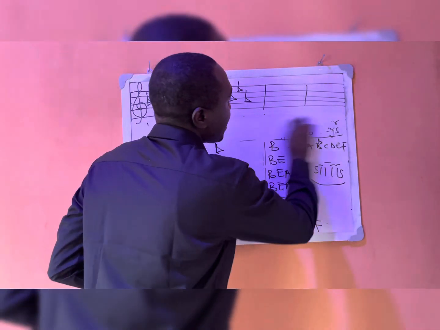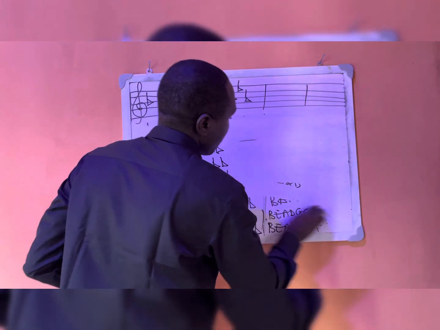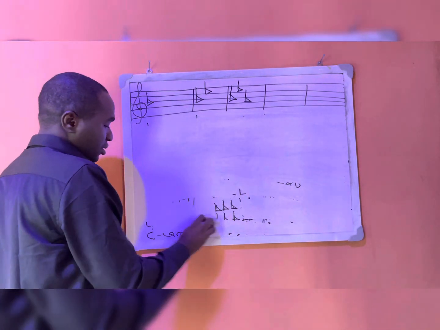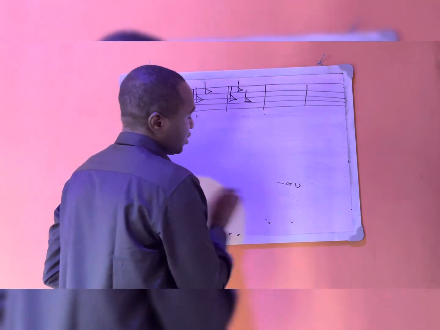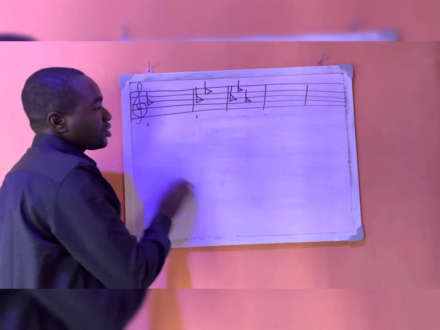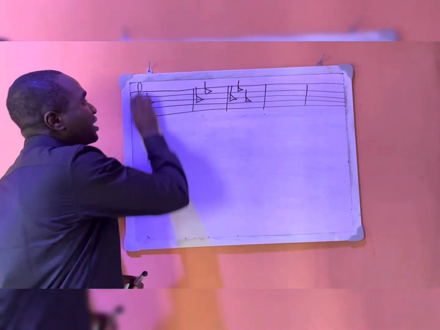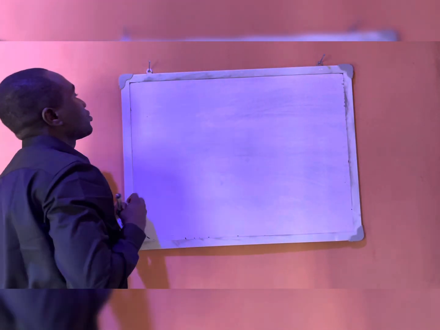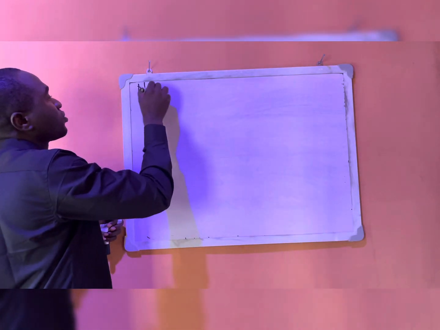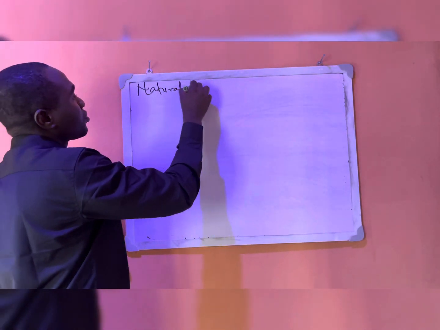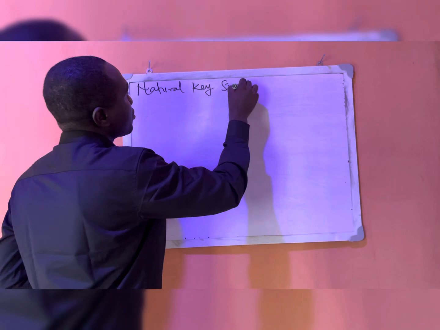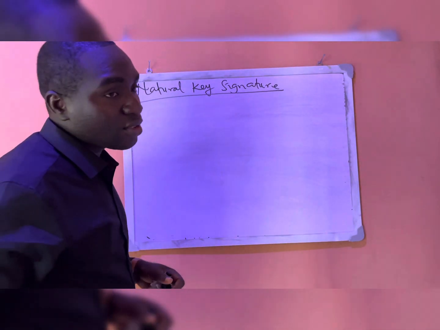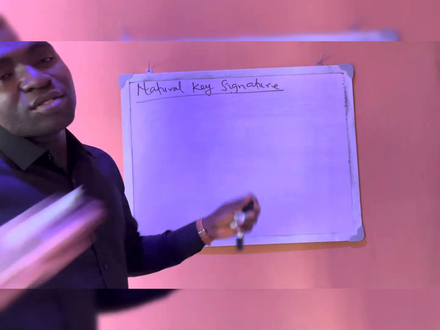Now let's quickly look at the last key series. I told us it was in 3 sections. So we have to consider the sharp key signature, the flat key signature. Let's look at the natural key signature. Under the natural key signature, there is no flat, there is no sharp.